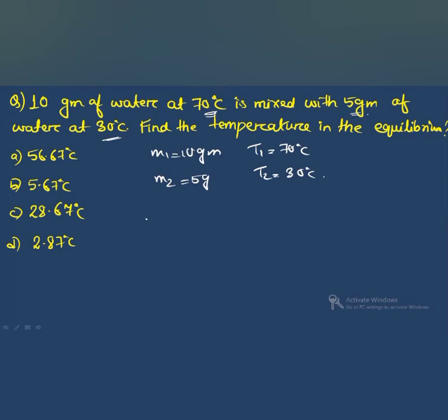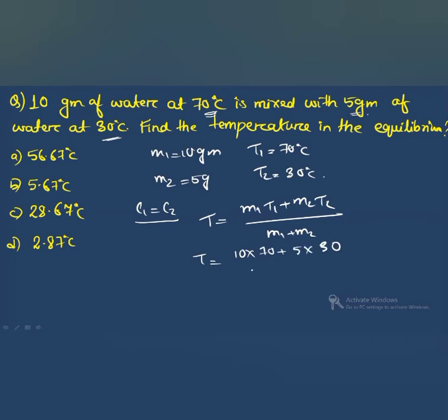So the value of C will be the same, yes or no? C1 will be equal to C2. So the final temperature formula will be what? M1 T1 plus M2 T2 divided by M1 plus M2. Alright. So the value of M1 is 10, and it is 70, plus M2 is 5, into T2 which is 30, divided by M1 plus M2. That means 10 plus 5.